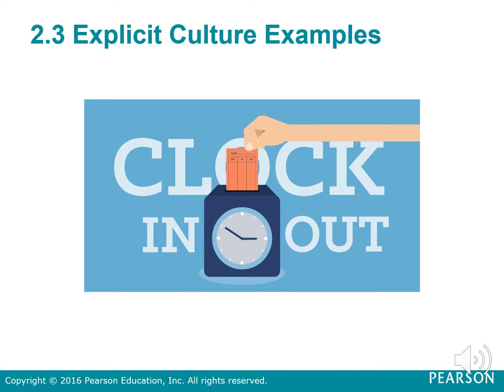Explicit culture is spoken of directly and clearly. If the rule is violated, emotions are small and the rule is simply re-explained. Some examples might be how to clock in correctly, parking in the right parking lot, and details of the job as defined in the job description.